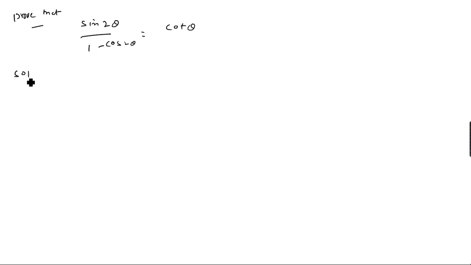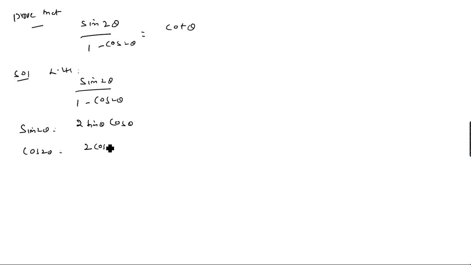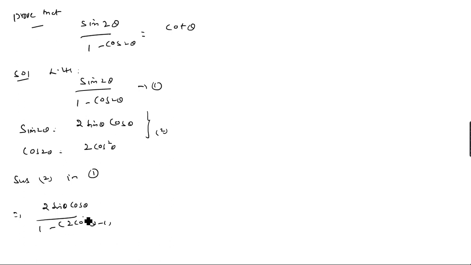Therefore we take the LHS, that equals sin 2 theta by 1 minus cos 2 theta. So we need a formula for sin 2 theta. What is the formula for sin 2 theta? 2 sin theta cos theta, and cos 2 theta is nothing but 2 cos square theta minus 1. Let us call the first 1 and the second 2. Substitute 2 in 1. So we get 2 sin theta cos theta divided by 1 minus cos 2 theta, which is 2 cos square theta minus 1.